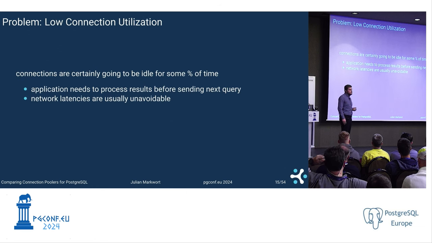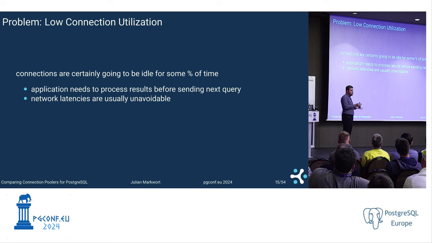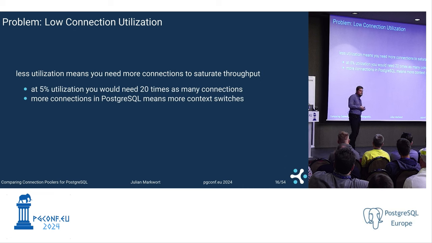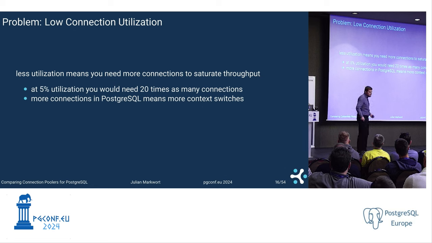There are also problems related to low connection utilization, so every connection to the database that we have will also be doing something else. Well, at least the application holding that connection will be doing something else. It needs to process the results of the query, and in any case, there are connection latencies as well. So if your connections are not completely utilized, then your throughput suffers, or to say the inverse of that is to say that you need more connections, need to allow more connections to reach the same throughput that you could theoretically reach with a connection that is busy 100% of the time. So if your connection is just busy 5% of the time, you might need 20 times as many connections on average to serve that same throughput.